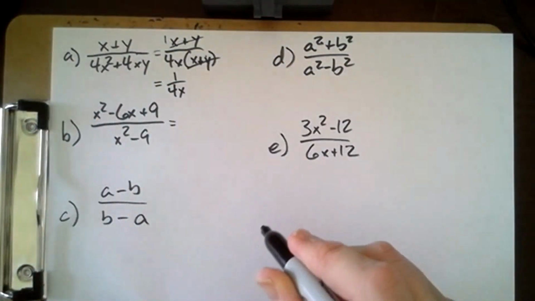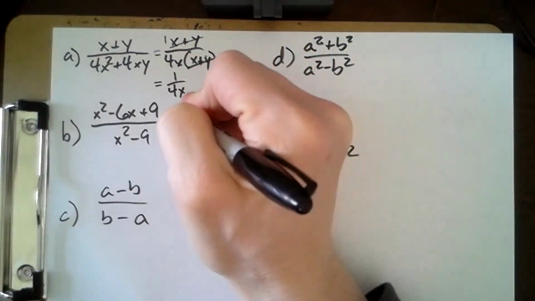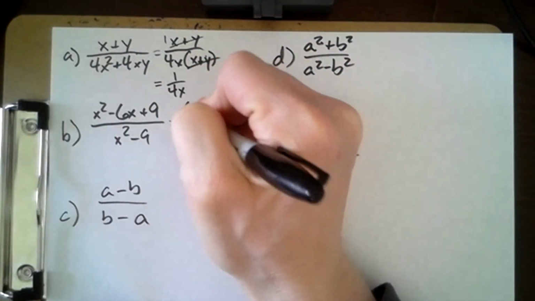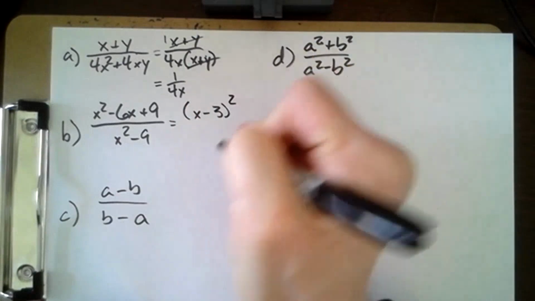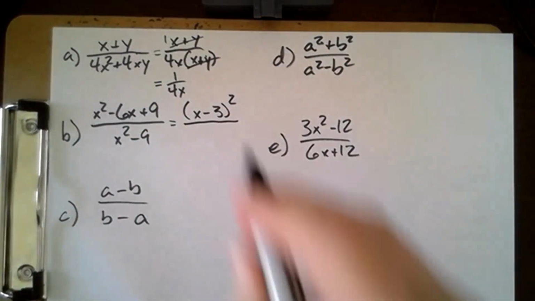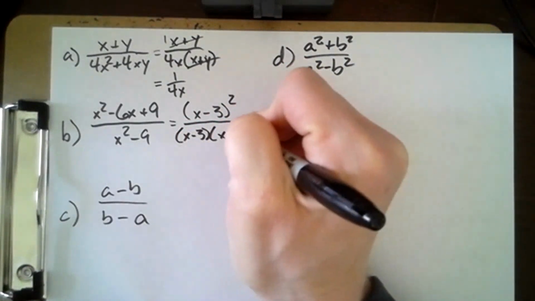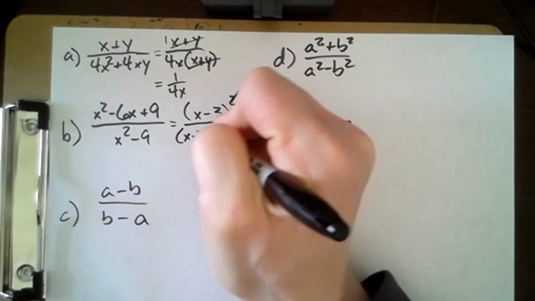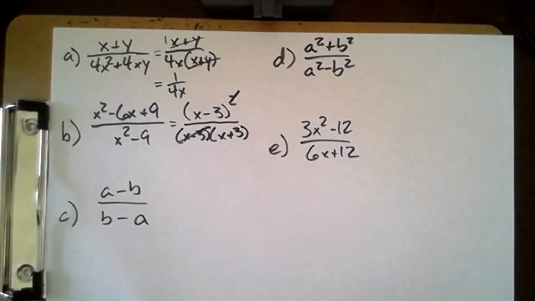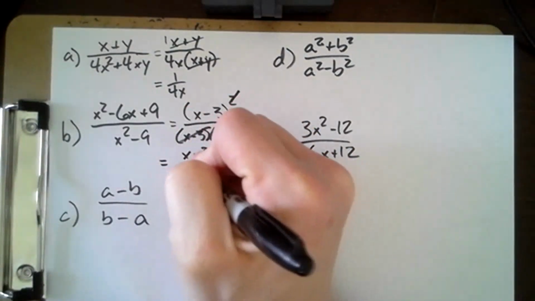For what I have labeled b here, x squared minus 6x plus 9, that is one of our perfect square trinomials. That is x minus 3 quantity squared divided by x squared minus 9, which is a difference of squares. So that's x minus 3 times x plus 3. We cancel an x minus 3 from the numerator and the denominator. We're left with x minus 3 divided by x plus 3.